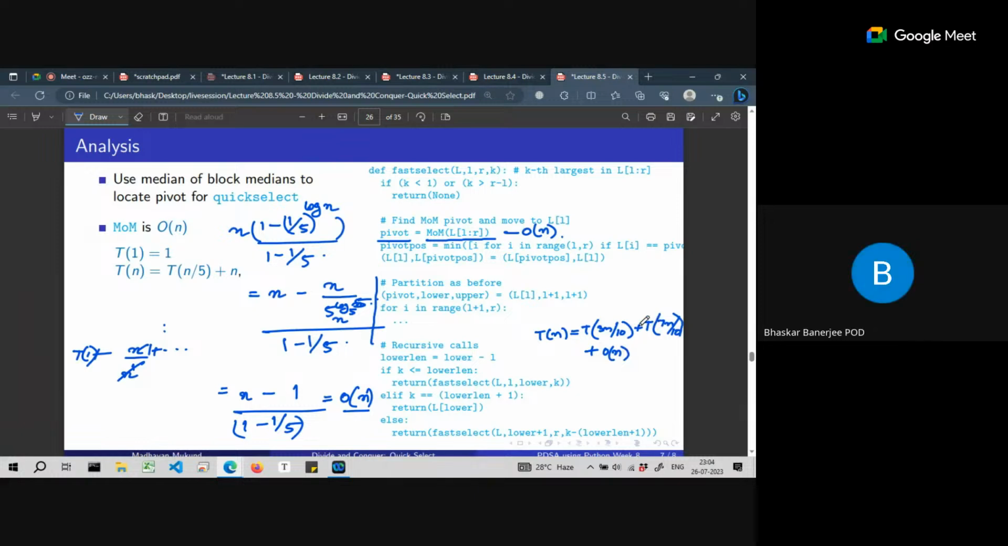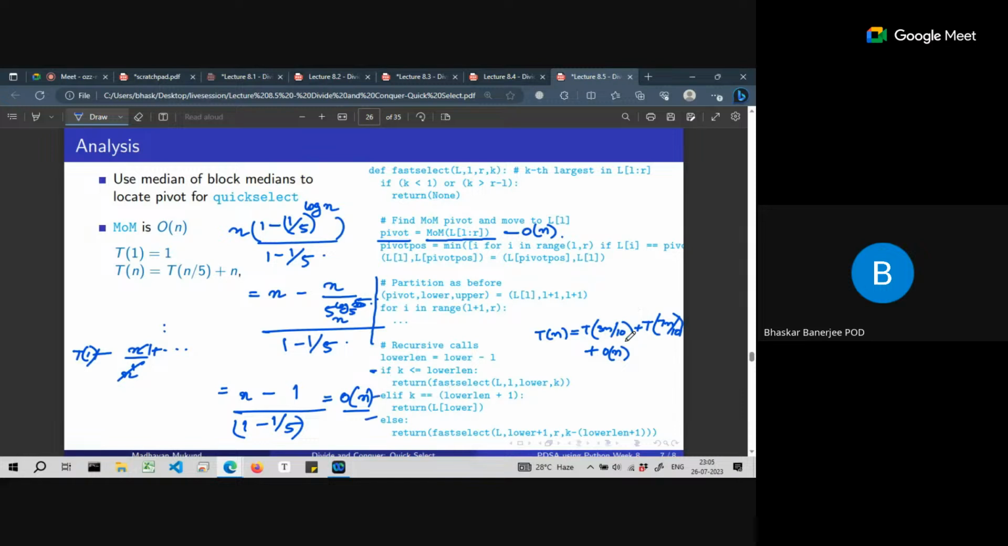In recursion, we always consider all the possibilities, right? But this is for quick sort I am talking about, not quick select. For quick sort, it would be T(3n by 10) plus T(7n by 10). For quick select, it will be OR, any one of them, whichever side we go, depending upon these 3 conditions.